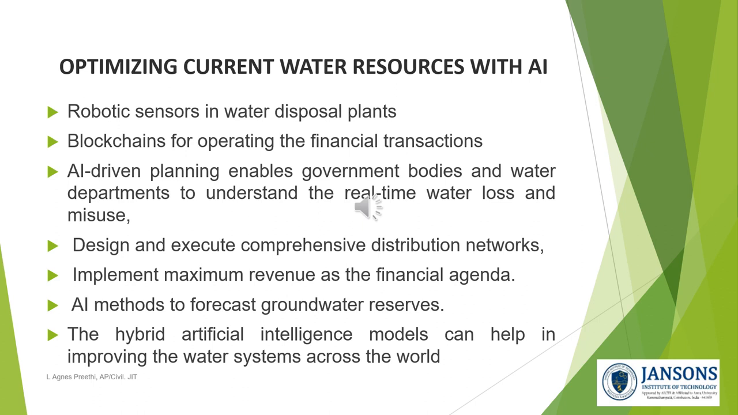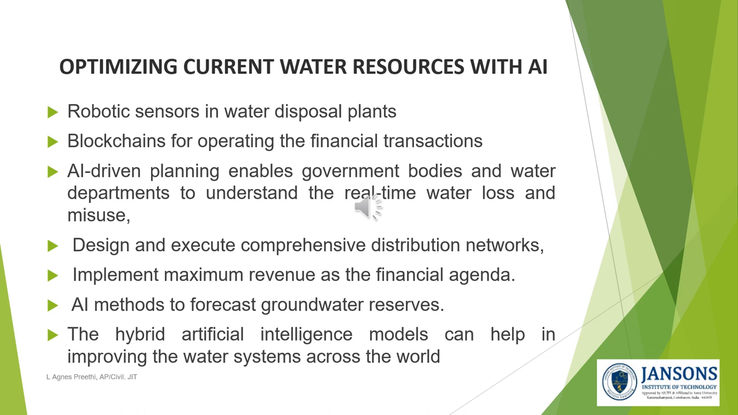Now, how could we optimize the current water resources with AI? According to statistics, about 1.2 billion people, or one-fifth of the population across the world, are living in areas of water scarcity, while 500 million people are approaching this situation. Another 1.6 billion people are experiencing economic water shortage scenarios where they lack the infrastructure to have clean and potable water. With such statistics, the main focus is on the option of maximizing the current water resources.